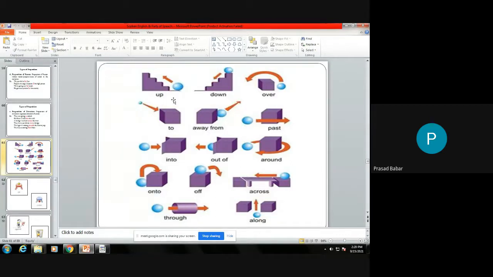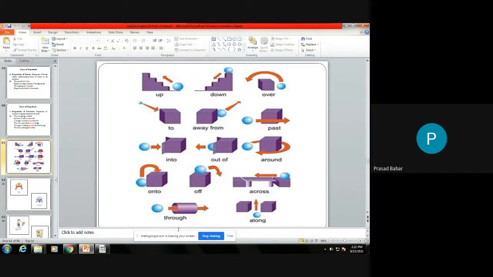Then there is another picture. Onto means what? I am picking that ball and I am putting that ball on that box. So onto means what? त्या बॉक्सच्या वर. Onto means बॉक्सच्या वर.